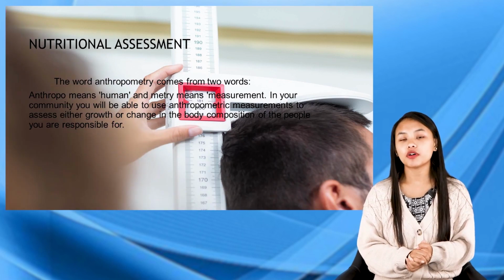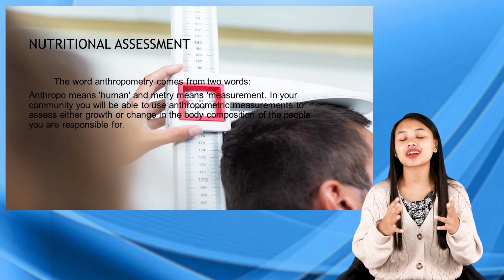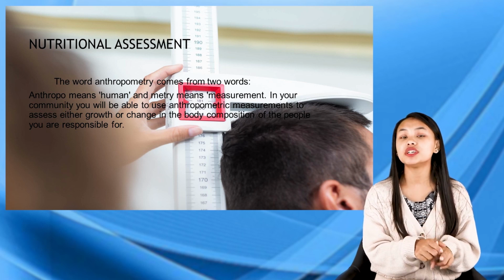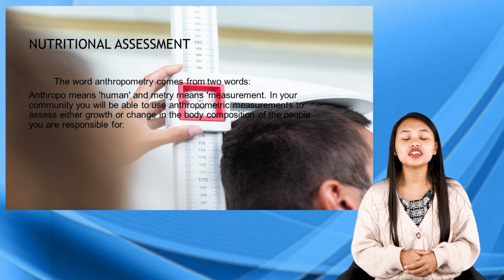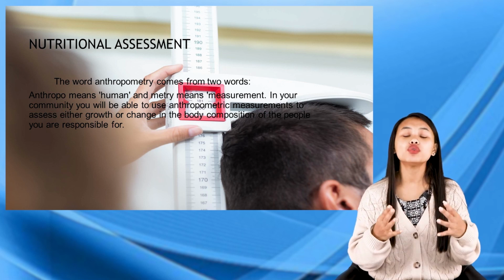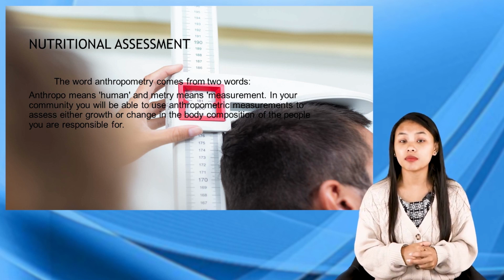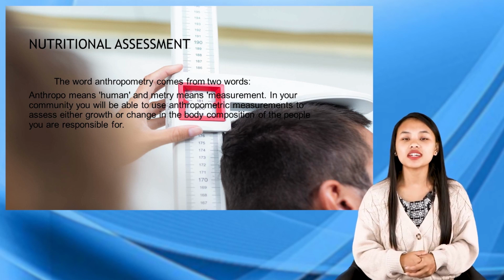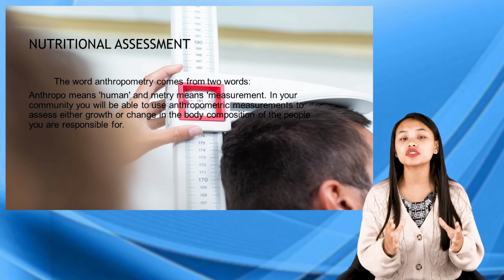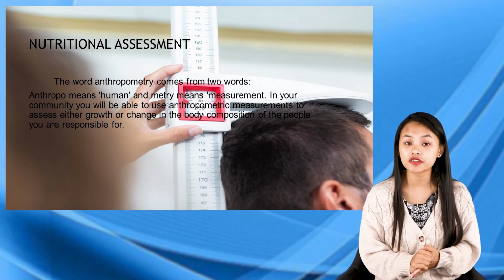So when we talk about anthropometry, this comes from two words, where anthropo means human and metry means measurement. So as a nurse, whenever you're assessing the nutritional status of a person, you can use this anthropometric measurement in order to assess the growth or the change in the body composition of a person who you are responsible for.